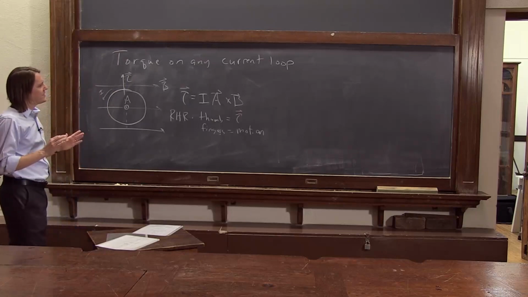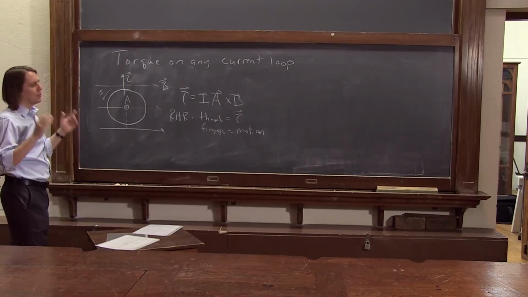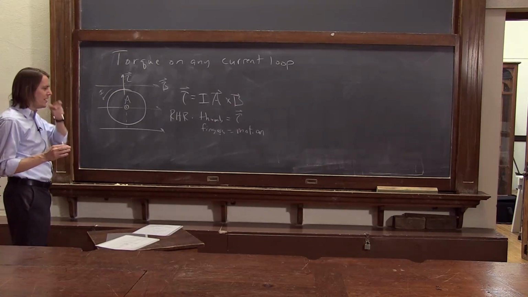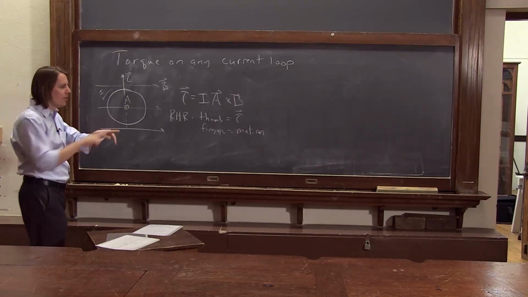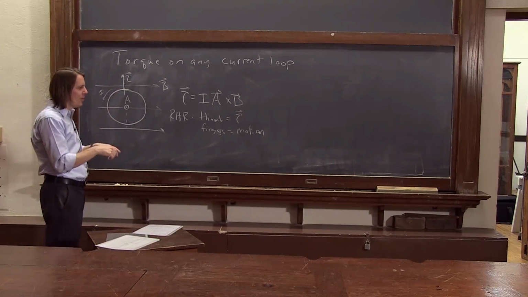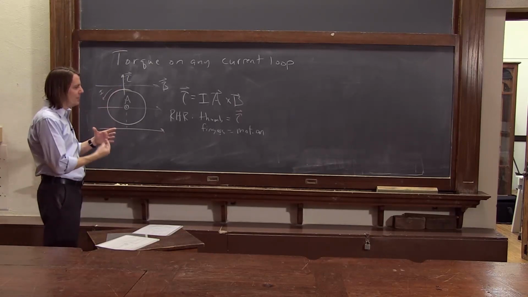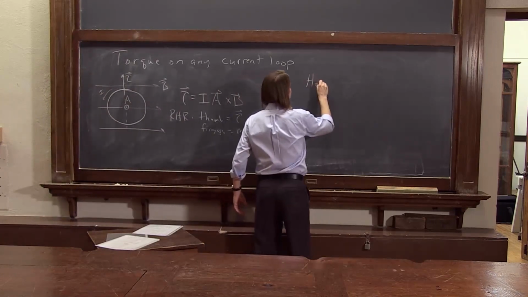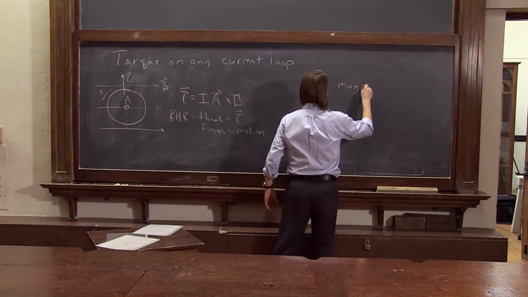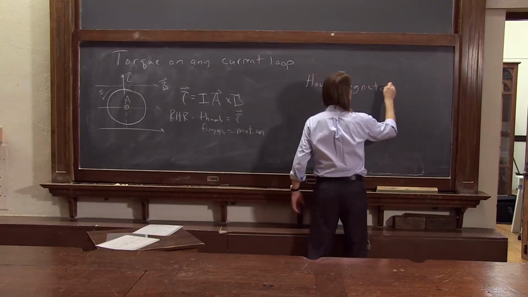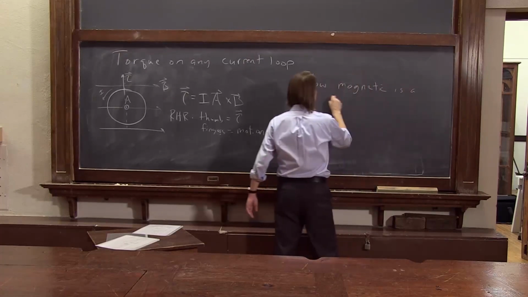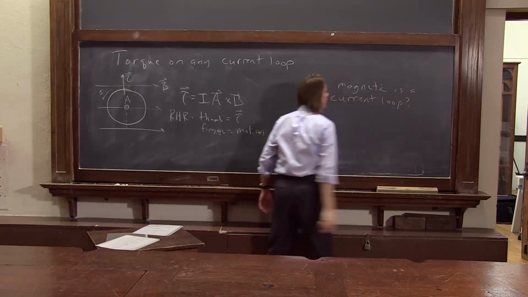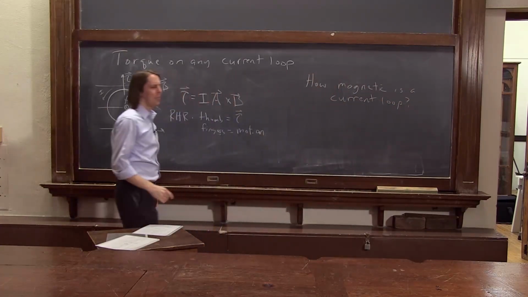We can also use this to figure out how magnetic a current loop is. So I told you early on that the magnetic field is loopy. Every time you have just a single wire, it makes a looped field around the wire. Whenever you have a current loop, it makes a field inside the loop. So how magnetic is a current loop? Let's ask that question. Sounds strange. How magnetic is a current loop?